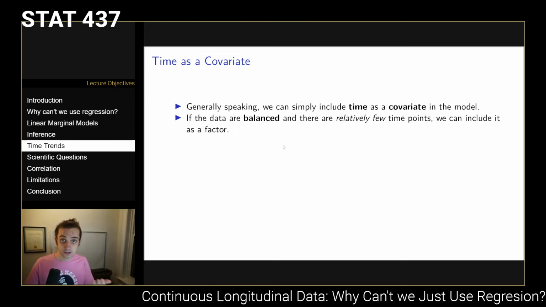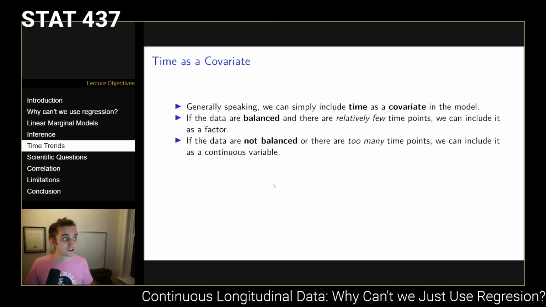And so if there are relatively few time points that we've taken measurements at, and if they're balanced, then we can do this. The benefit is that it becomes a saturated model, right? We can accommodate arbitrary patterns in our data by fitting these as factor variables. However, if the data aren't balanced, or if there are too many time points, so if we haven't measured everyone at the same set of time points, or if there are, say, 10 or 15 different times that we've measured at, then it becomes a lot harder to include it as a factor variable. The reason is just that we start having to estimate too many different factors in the event that we've measured at very many different time points.